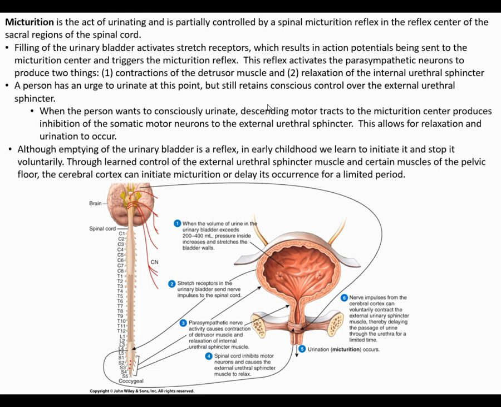So that's pretty cool. We talked earlier in the semester about several reflexes like tapping on the patellar tendon and kicking out. That was an example of a reflex, and we mentioned that reflexes are involuntary and they cannot be suppressed. I lied to you. This is an example of a reflex that can be suppressed. And that's great because now we don't pee our pants. Hopefully, right?